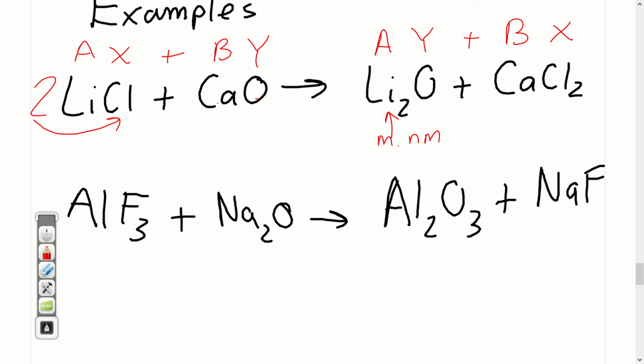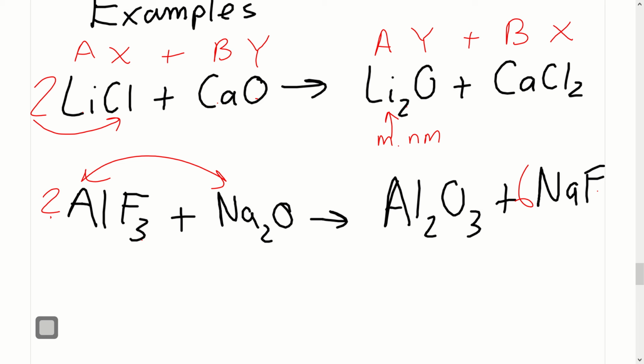Another double replacement. Al and Na switch spots. Okay, so Na's with fluorine and Al's with oxygen. I do have to balance. 1 Al, 2 Al, so I'll put a 2 right there. I now have 6 fluorines. Over here I only have 1, so that's 6. I have 2 Nas and 6 Nas, so I need to multiply this by 3. 3 O's, 3 O's, look at that.